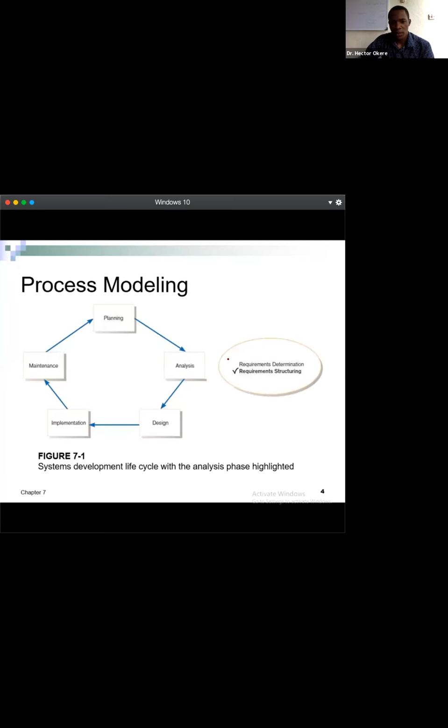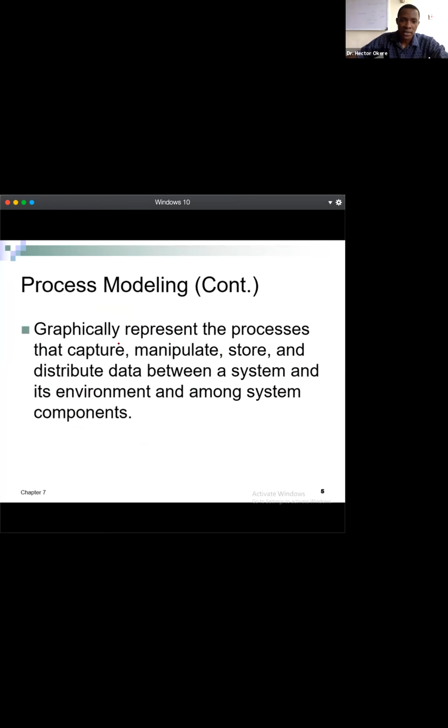Remember yesterday we talked about requirements determination, how you can find out requirements for a system. One is through interview, another one is through observation, another one is through prototyping, another one is through document analysis. Today we want to talk about the requirement structuring. When you get your requirement, how do you structure them? You structure them through process modeling.